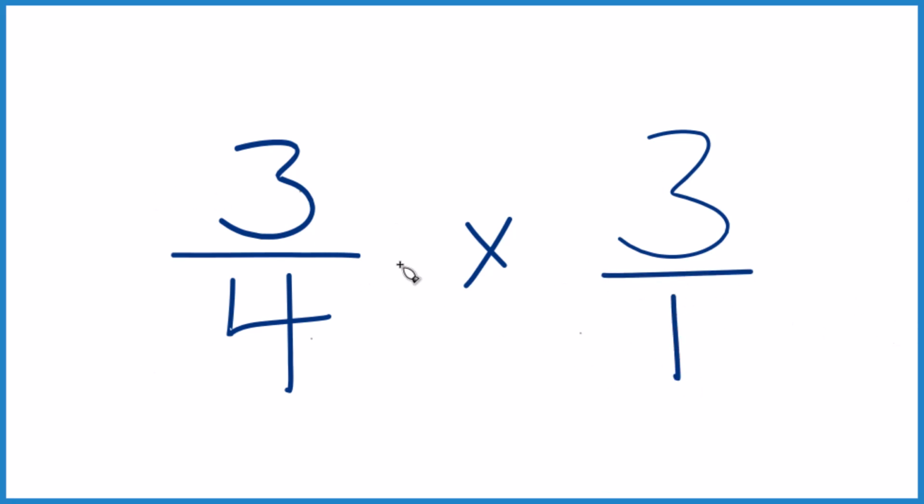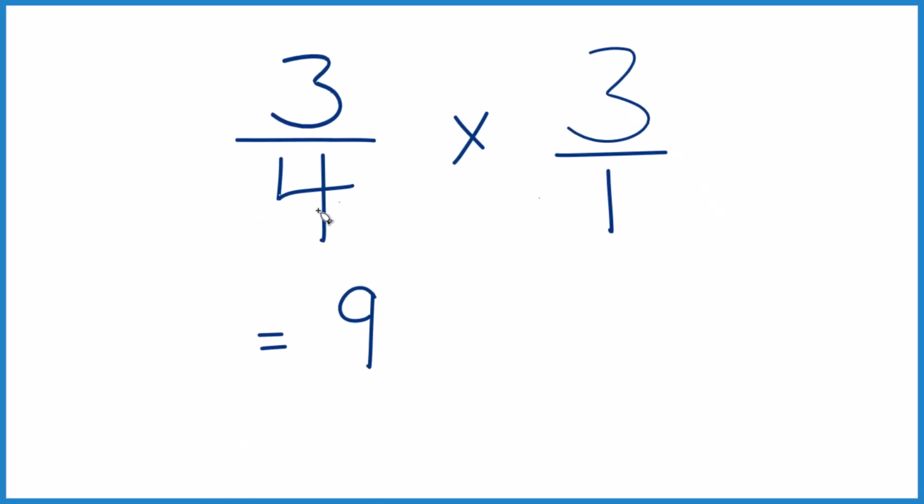Because when we're dealing with fractions, multiplying the fractions here, we multiply the numerators, then the denominators. 3 times 3, that gives us 9. And 4 times 1, that gives us 4. So we end up with 9/4. 3/4 of 3, or 3/4 times 3, is 9/4.